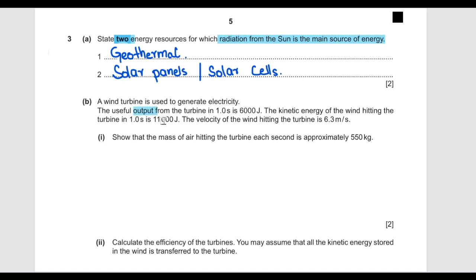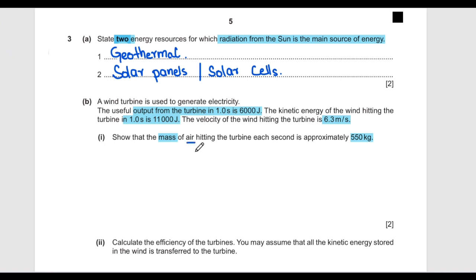The useful output from the turbine in 1 second is 6000 joules and the kinetic energy of wind hitting the turbine in 1 second is 11,000 joules. The velocity of the wind hitting is 6.3. We have to show that the mass of air hitting the turbine is 550 kg.